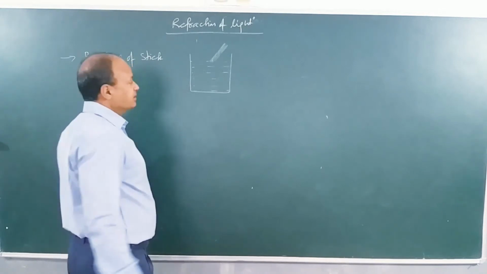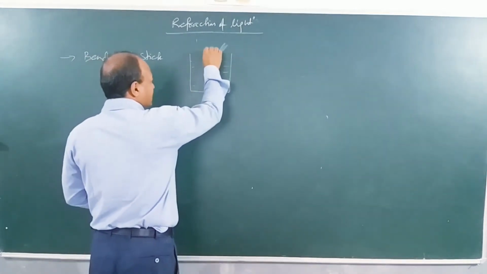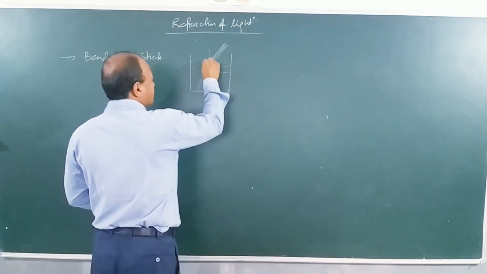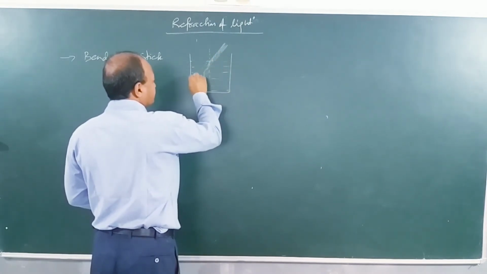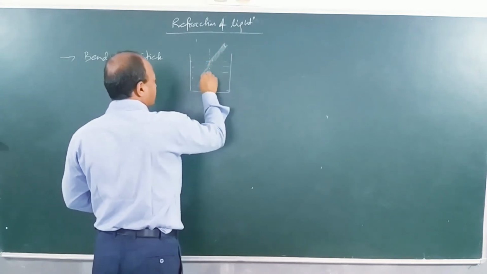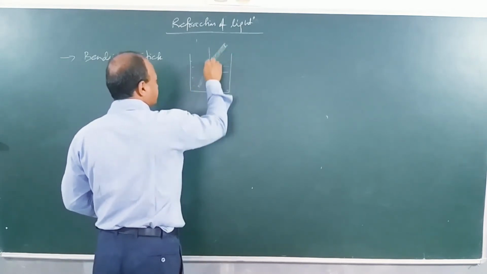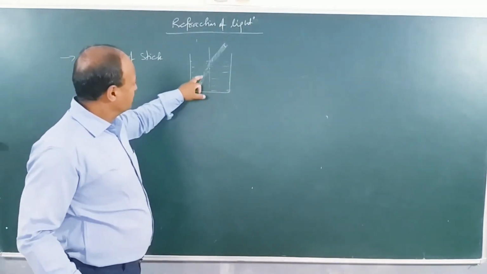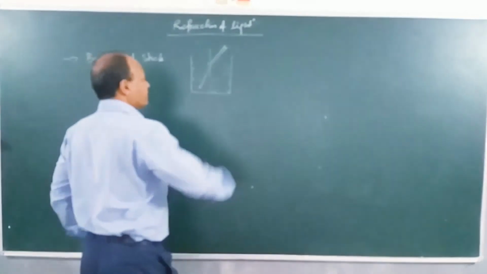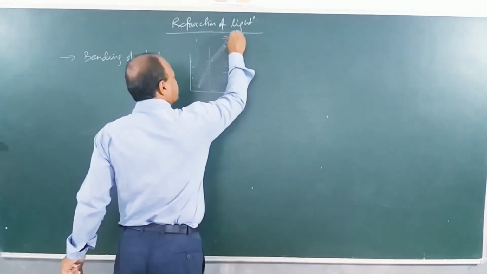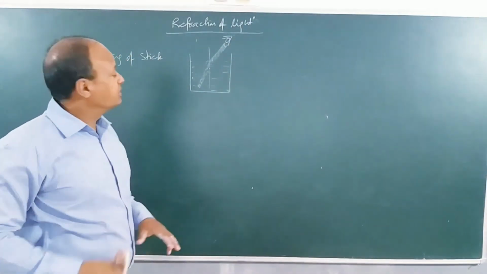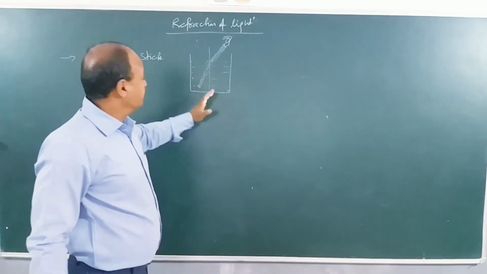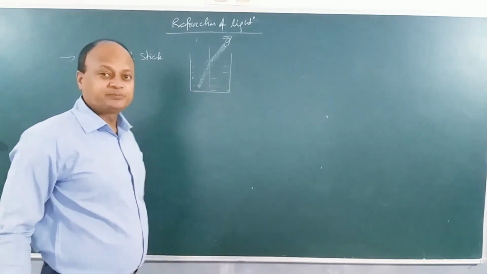You'll find that the stick which is straight, the part which is inside water will appear bent. This is the real stick. But you'll find the stick appears bent. This is actually what you see when you observe from here. This phenomenon is being caused because the rays are traveling from air to water. Water is a denser medium and the rays move towards the normal.